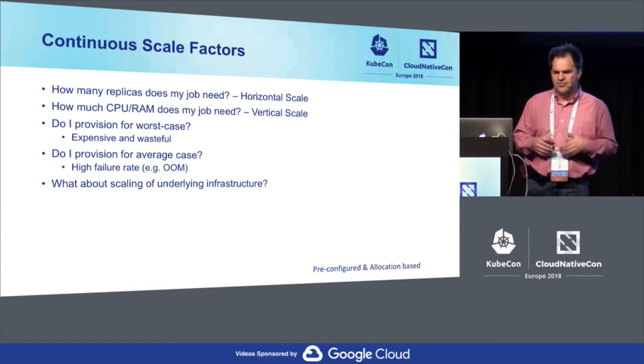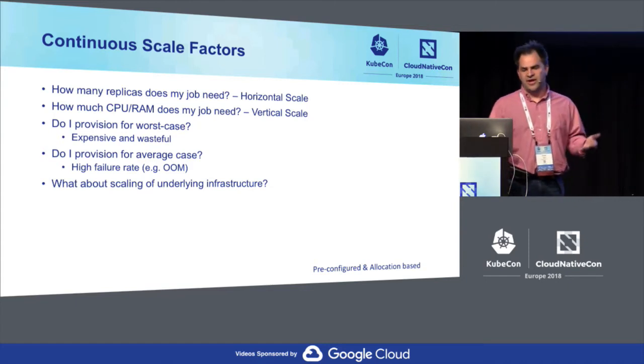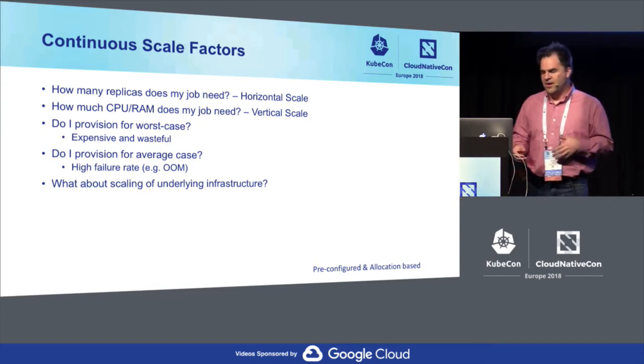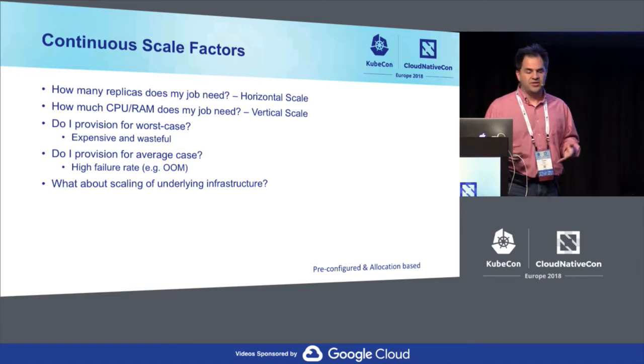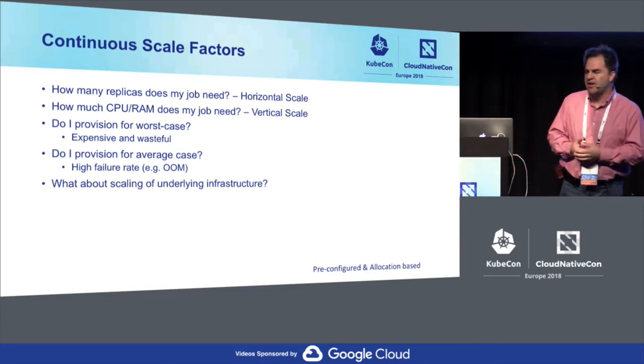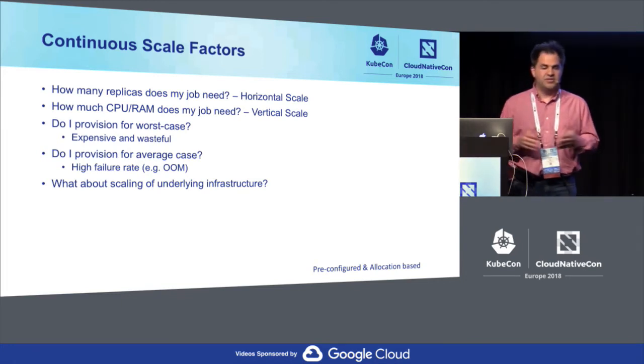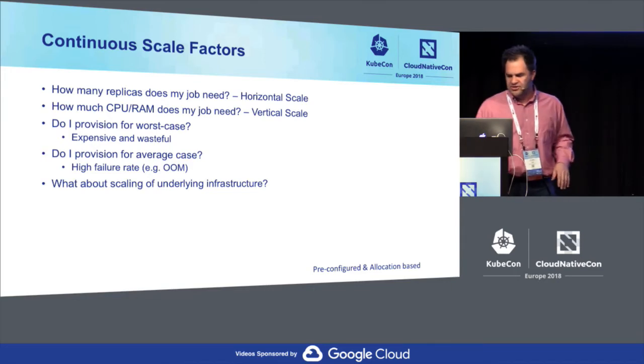The question often comes up of, do I provision for the worst case? I reserve for everybody, in which case it's very expensive. Do I provision for the average, as in offer a best-effort service? Typically, they end up with a high failure rate, out-of-capacity error messages. And in general, how do they scale the underlying infrastructure?